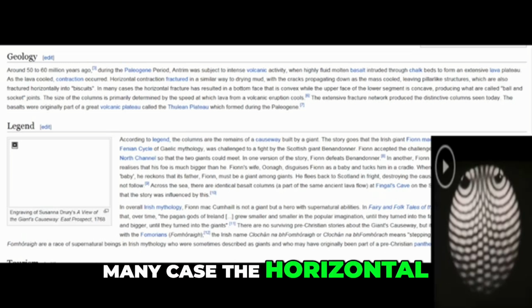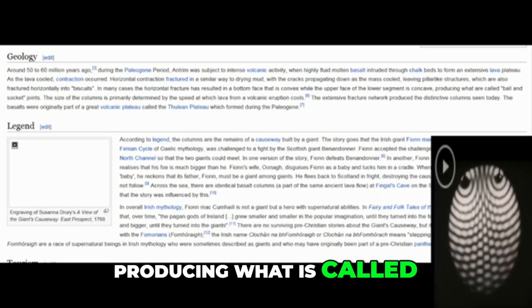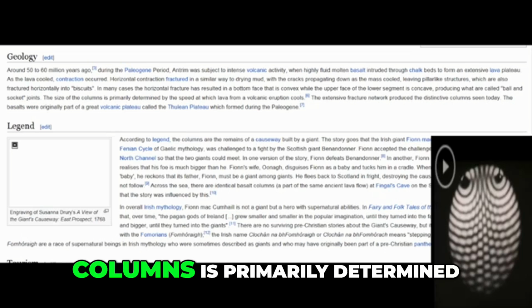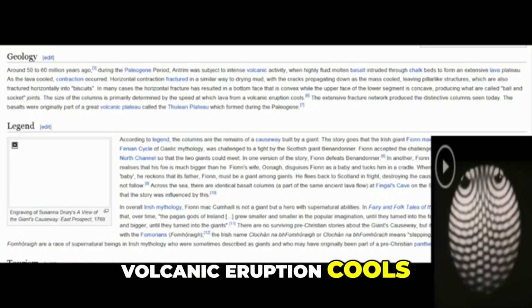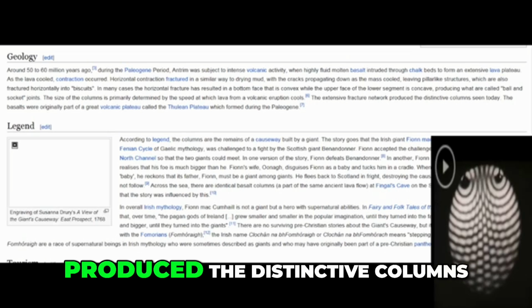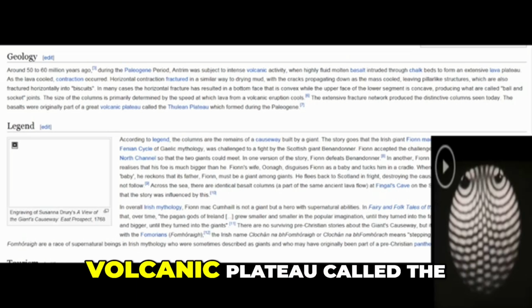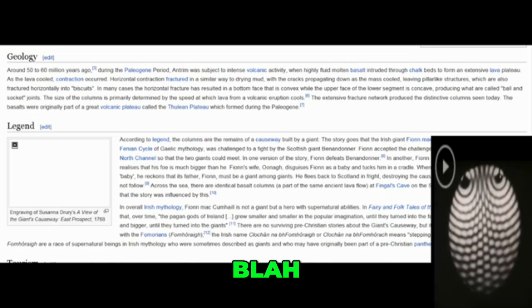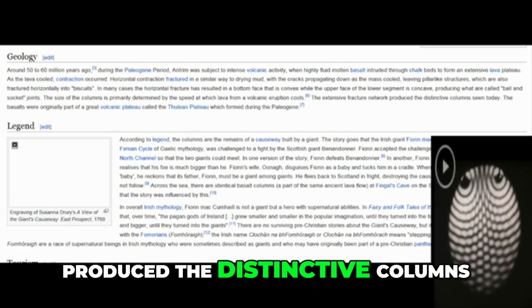In many cases, the horizontal fractures have resulted in a bottom face that is convex, while the upper face of the lower segment is concave, producing what is called ball and socket joints. The size of the columns is primarily determined by the speed at which lava from a volcanic eruption cools. The extensive fracture network produced the distinctive columns seen today. The basalts were originally part of the Great Volcanic Plateau called the blah blah blah. Well, let's just go back to number 6 there. The extensive fracture network produced the distinctive columns seen today.